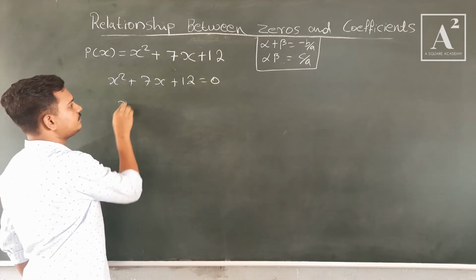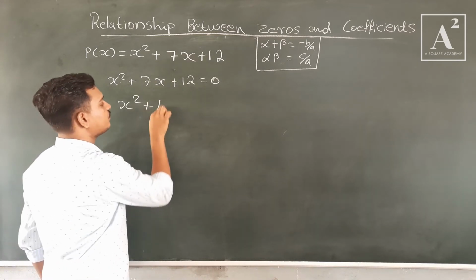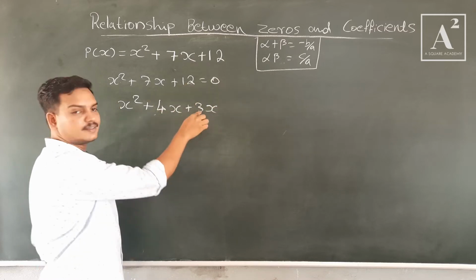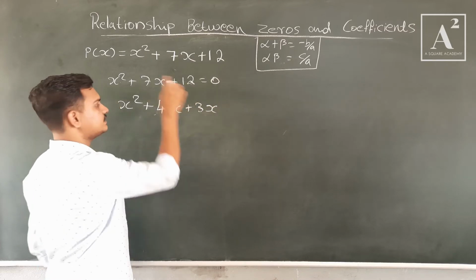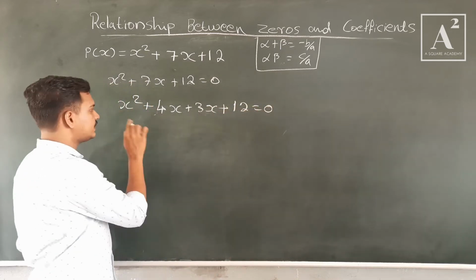Just split the middle term. x square, product is 12, right? So we can write plus 4x plus 3x. 4 times 3 is 12, also adding, 4 plus 3 is 7, plus 12, that is equal to 0. Now take the common factor outside.